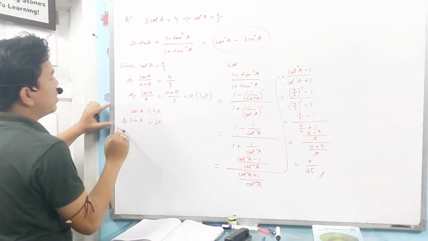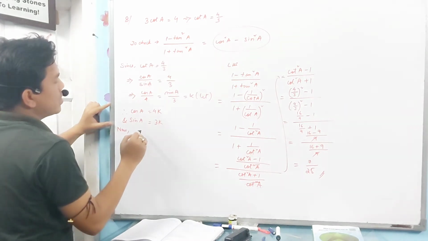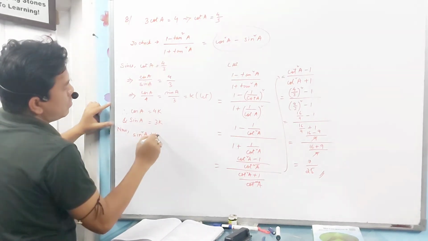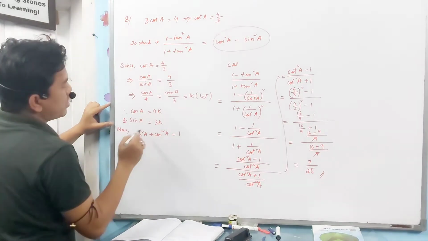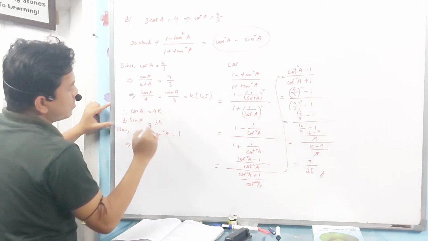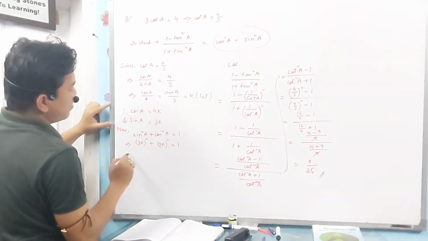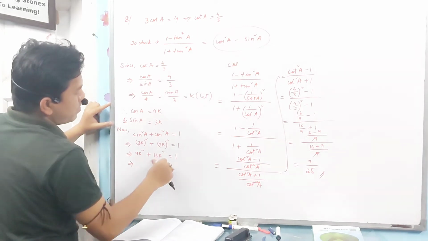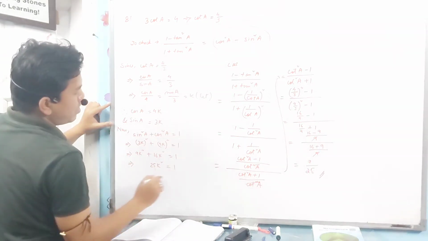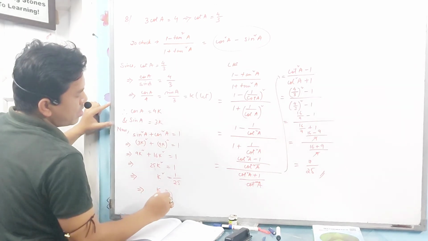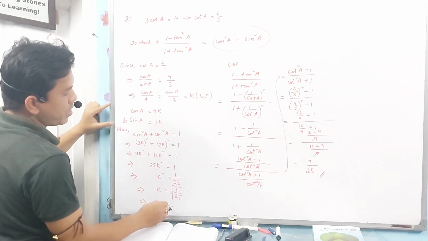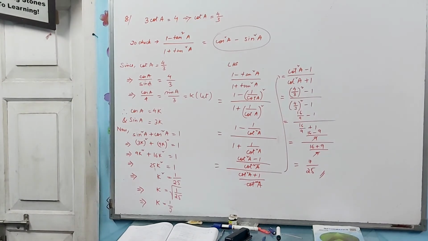So now we can say that sin square A plus cos square A is equal to 1. Put the value of sin A, it is 3K square, and cos A is 4K square, equal to 1. So we got 9K square plus 16K square equal to 1. We got 25K square equal to 1. So K square will be equal to 1 by 25, and K will finally be the square root of 1 by 25, that is K equal to 1 by 5. Okay? Alright.